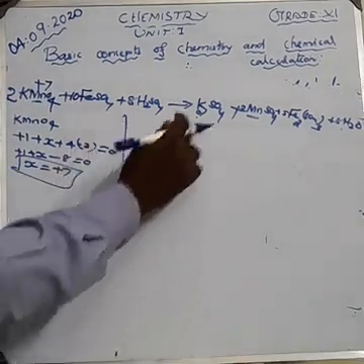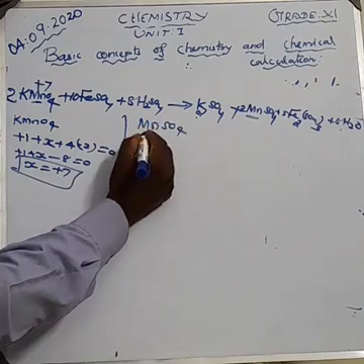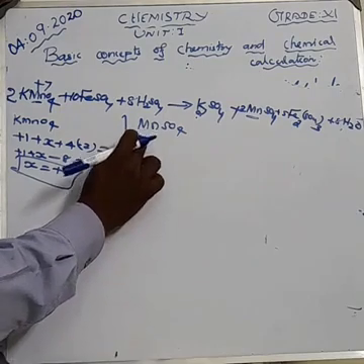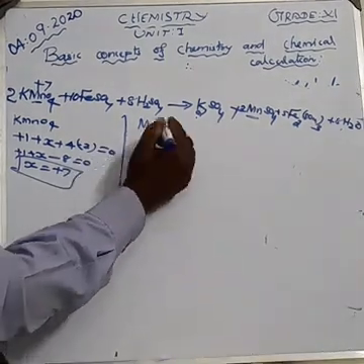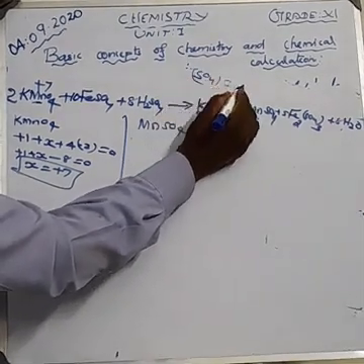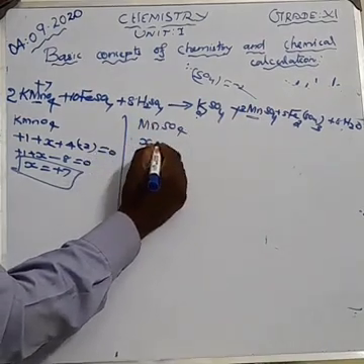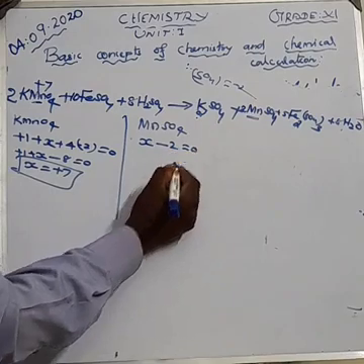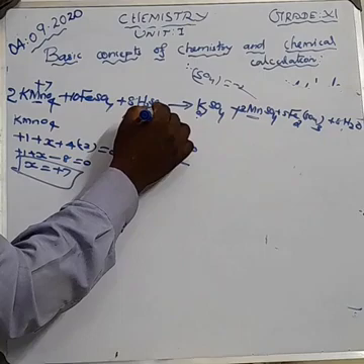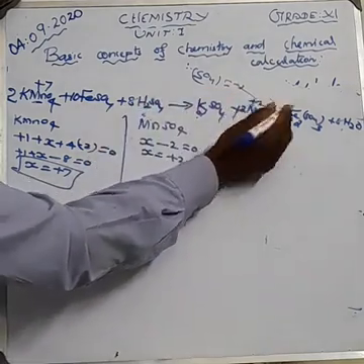Next one, for MnSO4. Mn is taken as X. For the sulfate ion, SO4, the charge is minus 2. So X minus 2 equal to 0. X equal to plus 2. So for Mn here, plus 2. You write here plus 2.